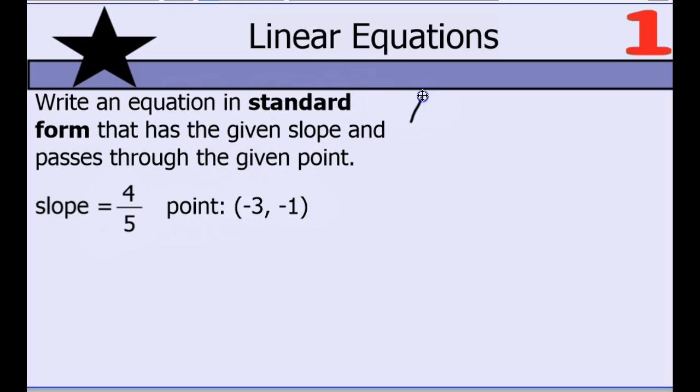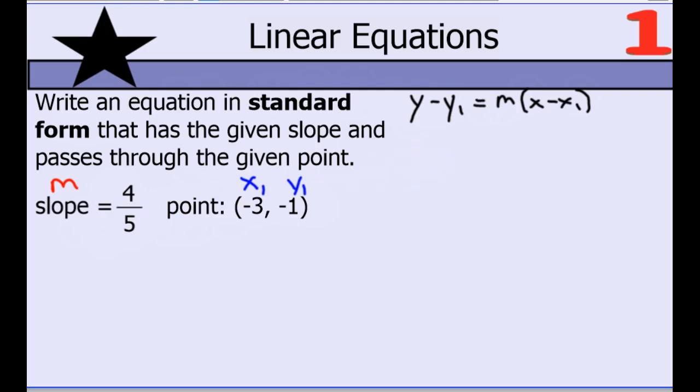And point slope form is y minus y1 equals m times x minus x1. So our y1 and our x1 are right here. This is x1 and this is y1. Our m is our slope. So our m is 4/5.